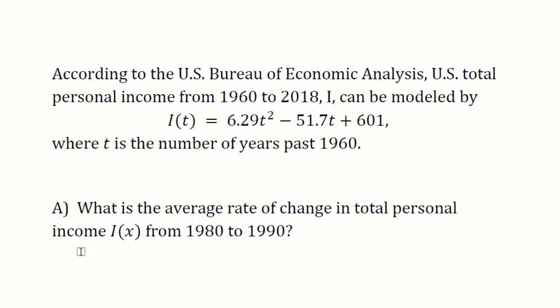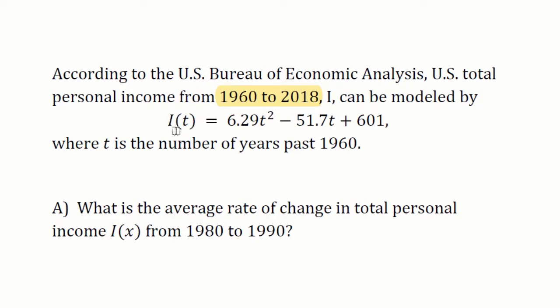So before we get to the actual question, what it says here is that according to the U.S. Bureau of Economic Analysis, U.S. total personal income from the time frame of 1960 to 2018. So this is a time interval of over 50 years. And the U.S. total personal income is notated by the I variable. And so again, let me finish reading my statement here: U.S. total personal income from 1960 to 2018 can be modeled by the following function.